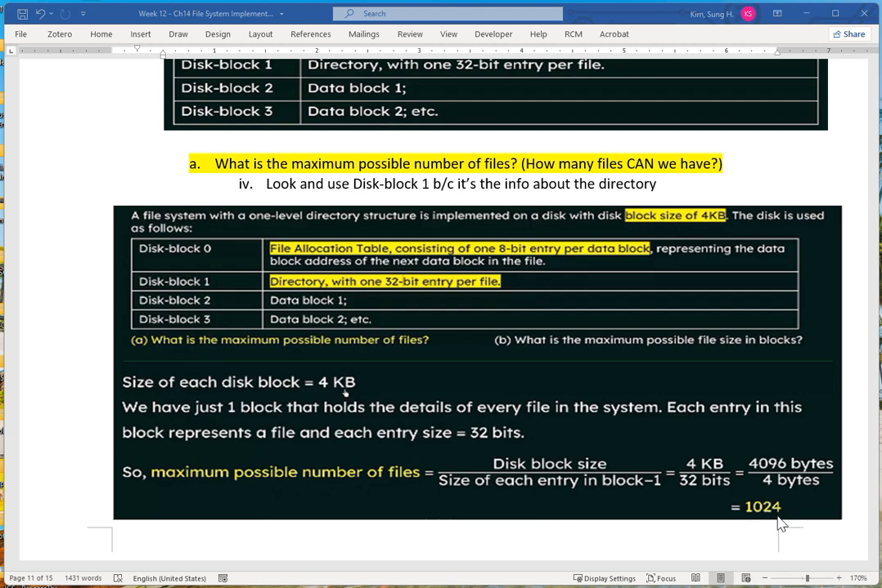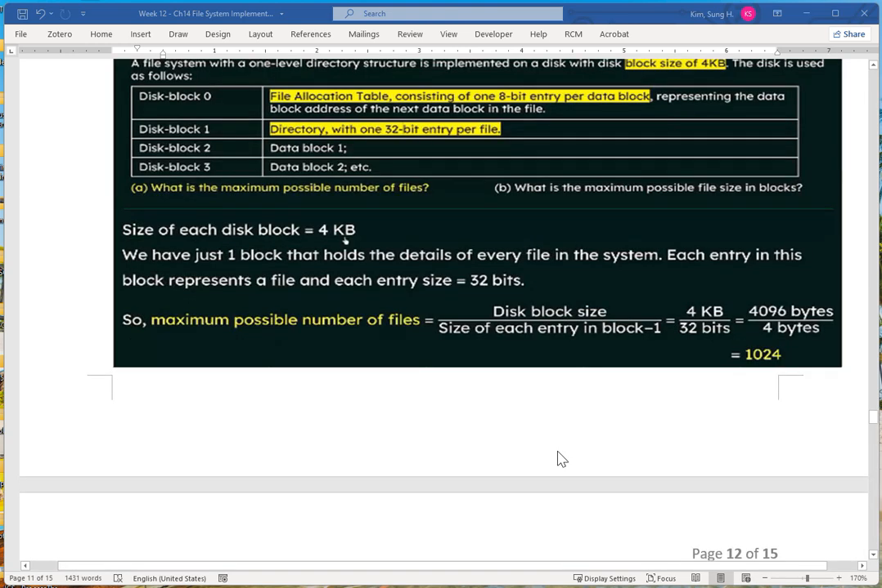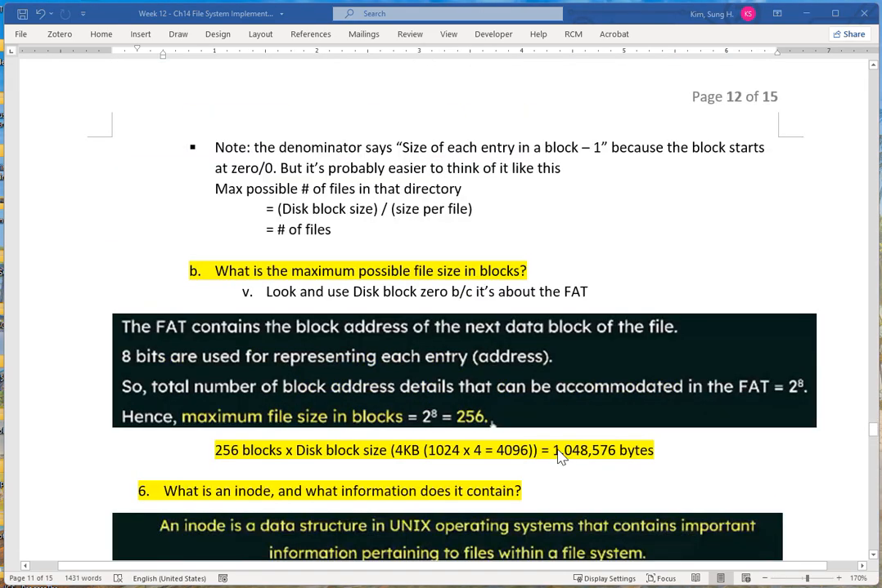This is an accurate number, but it's a kind of low number, because you want to be able to store lots of files. I think most people have way more than 1,000 files. But anyway, this is how you do the calculations.